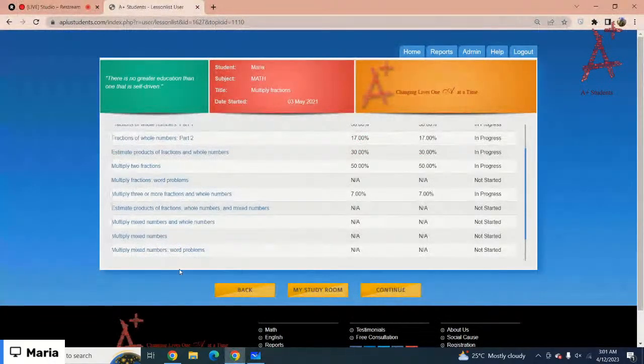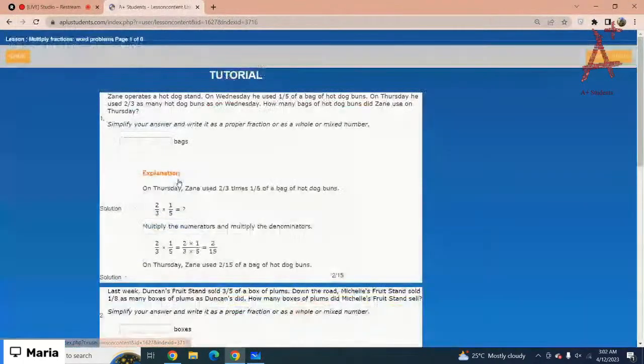Here I'm on grade 6 math. The chapter we're working on is multiply fractions, and here is the lesson we're going to start with, that is multiply fractions word problems. So let's just start. Let me just read the question.